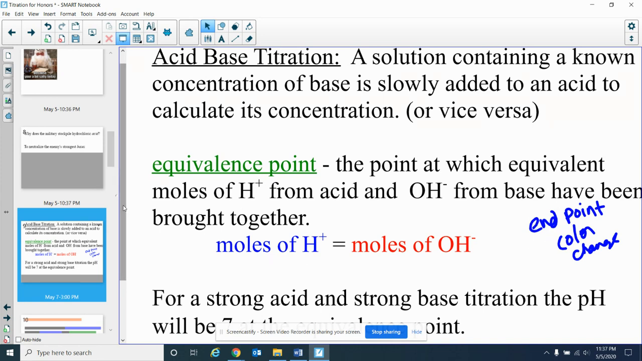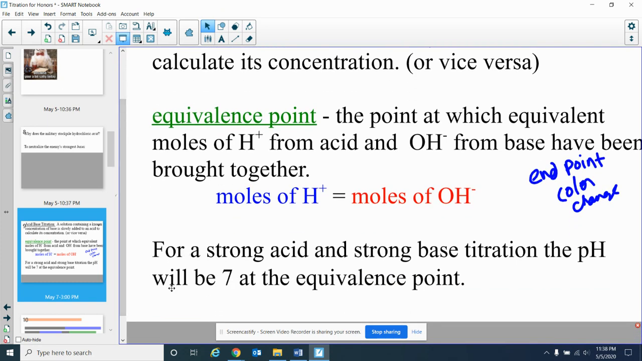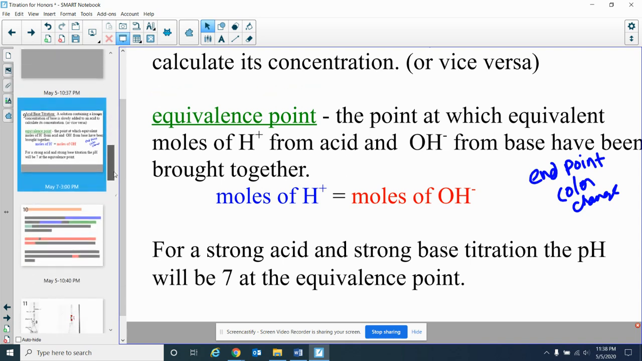Okay, but equivalence point, if we were measuring with a pH meter that measures the pH, let's say we started with an acid. So the pH would be low, remember, under 7 if it's acid. And then as we add base, add base, add base, when we've added exactly the amount of moles of OH- from the base that we have of H+ from the acid, that would be water, and the pH would be 7. So at the equivalence point, the pH is 7.